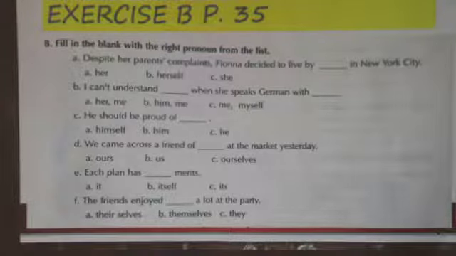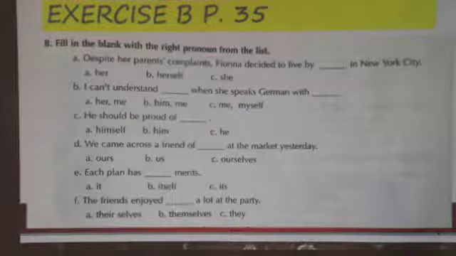Then E, each plan, so every plan has merits, okay? And F, the friends enjoy, you feel at ease, okay? The friends enjoyed a lot at the party. So we use this expression to enjoy oneself. Okay, you enjoy yourself, you enjoy it, etc. Yes, so let's start the correction.